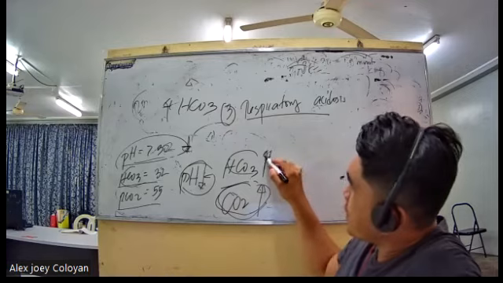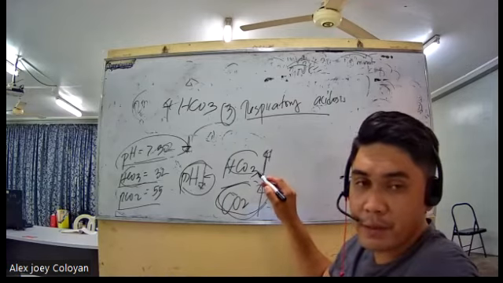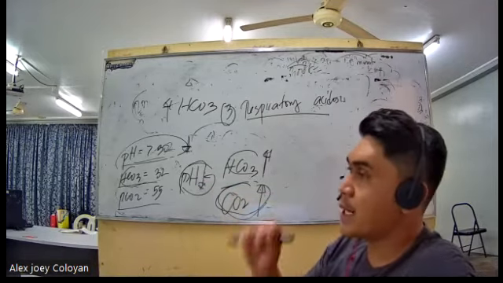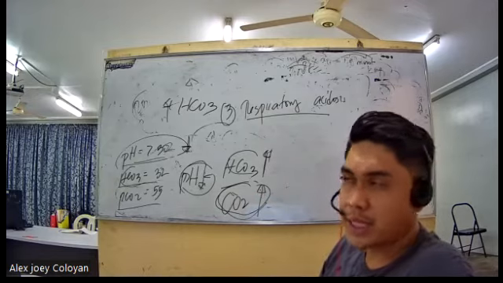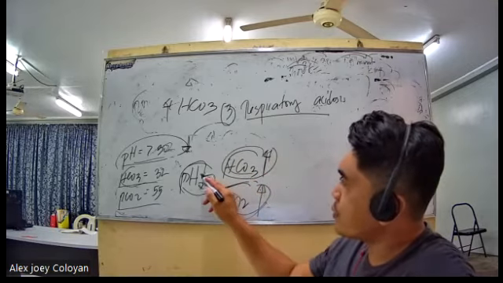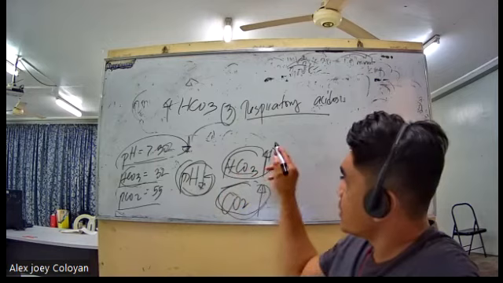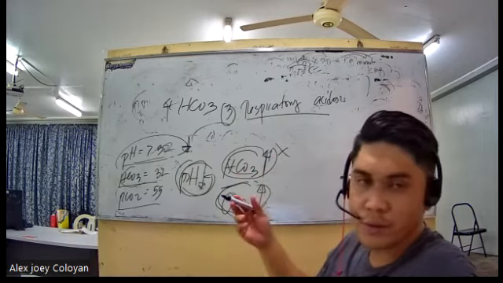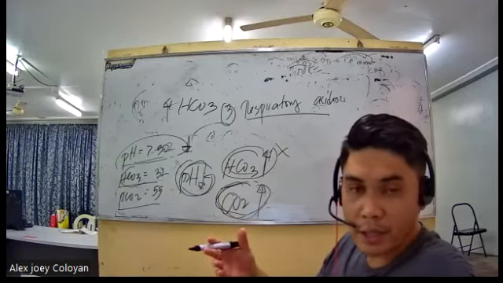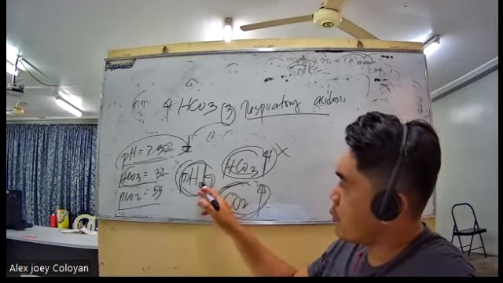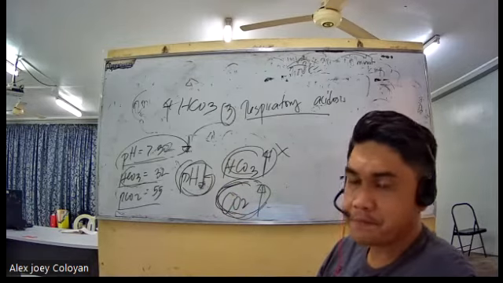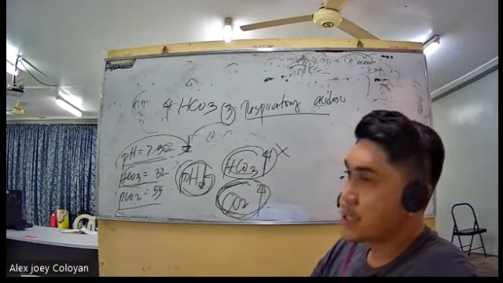If there's an increase in bicarbonate, is the effect a decrease or an increase in pH? What's the relationship of bicarbonate to pH? It is directly proportional. Meaning, if there's an increase in bicarbonate, there's also an increase in pH. So bicarbonate is not the cause of respiratory acidosis. CO2 is the cause, because the pH decreases due to the accumulation of CO2 in the body. So that's for partially compensated.